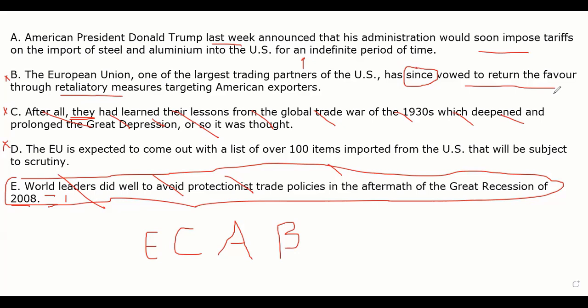So it's saying the American president is imposing tariffs on imports. The Europeans also return the favor with retaliatory measures targeting American exports. And the last one is D. This is very difficult, right?